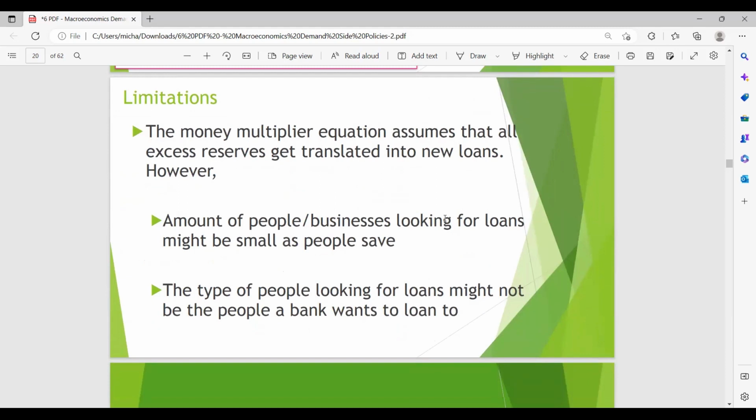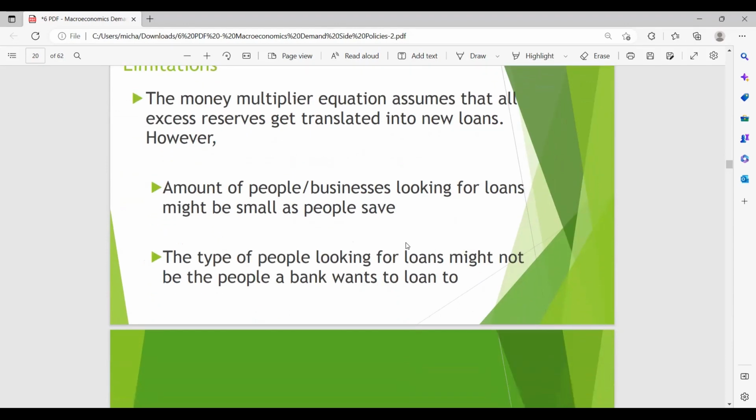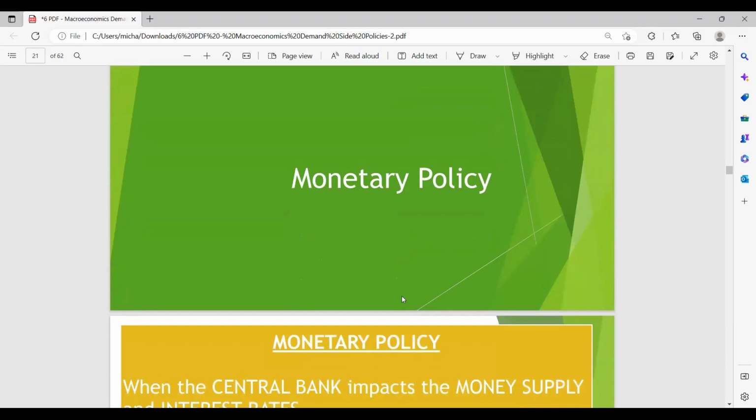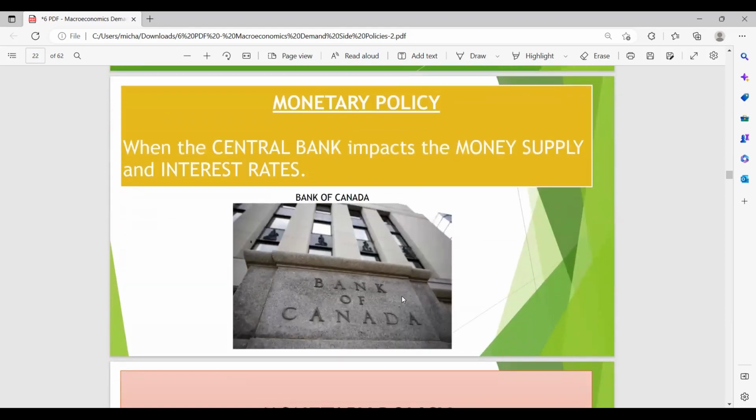The limitations of the money multiplier equation are that it assumes that all excess reserves get translated into new loans. However, the number of people or businesses looking for loans might be small as people save. The type of people looking for loans might not be the people the bank wants to loan to. So we'll go into monetary policy. Don't worry about the calculations up there because they won't show up in the midterm or the quizzes. That's just an overview of what you'll see if you keep going with economics. That's above where the course is. The course is more focused on the non-math side.